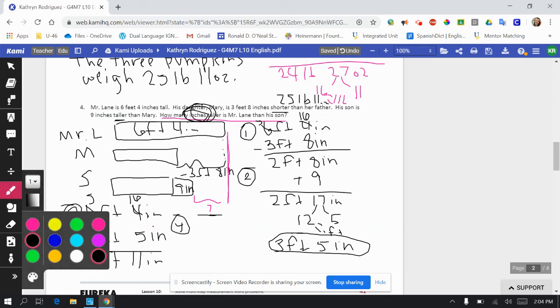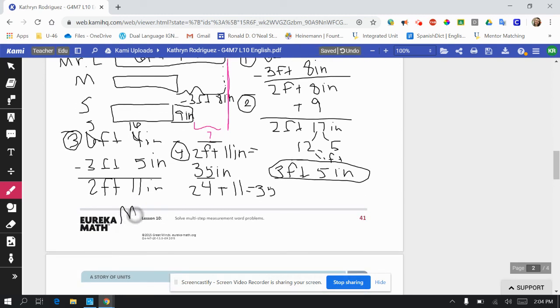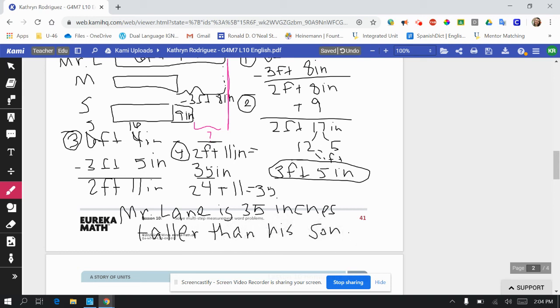All right, step 4. 2 feet, 11 inches equals how many inches? So 2 feet is 2 times 12, which is 24, plus 11 equals 35. So he's 35 inches taller. So I'm going to write that down here. Mr. Lane, now that we've done all 4 steps, is 35 inches taller than his son. Whew.